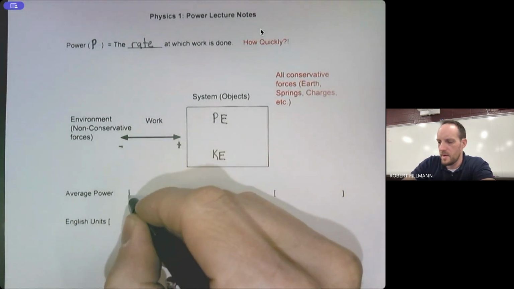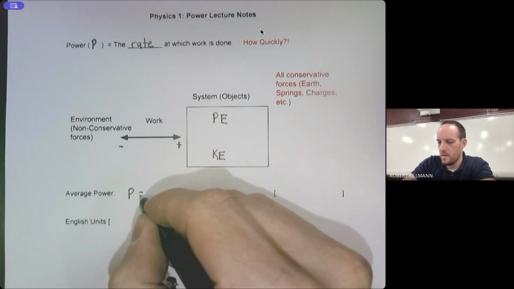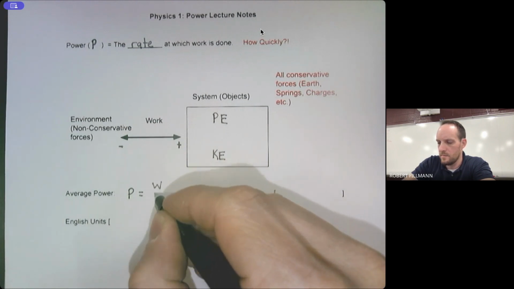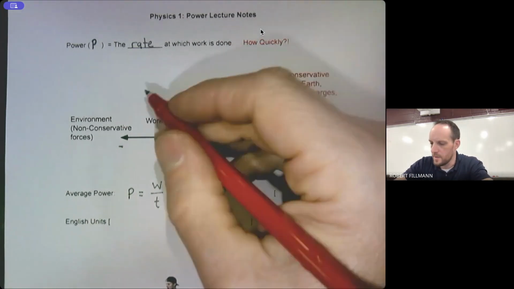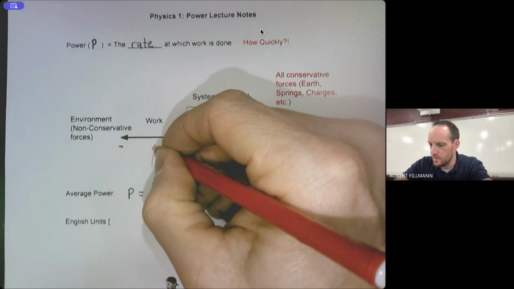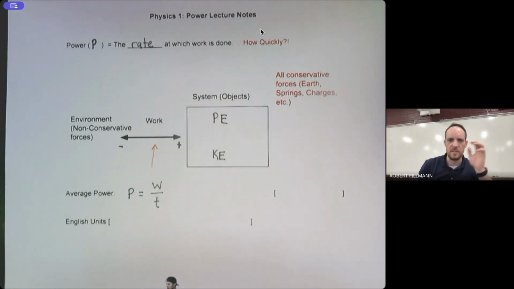The average power is equal to work divided by time. It's the work per second, or the joules per second. And so that's referring to, like, if you're sitting here watching this flow of energy going in and out of a system, it's how quickly that energy is moving in or out.